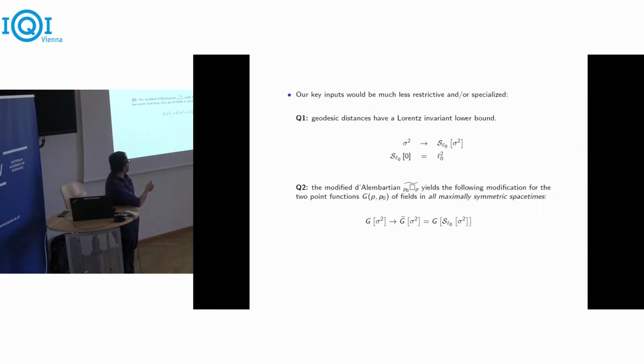Yes, so sorry, I sort of went fast. The sigma square is the same guy which appeared in the first part of the talk also. It is the square of geodesic distance between 2 points. S of sigma square is the geodesic distance between the same 2 points, but measured using an effective quantum metric which we have still not constructed. It has to be constructed from this object. Basically, the S of 0 means you consider coincident points.